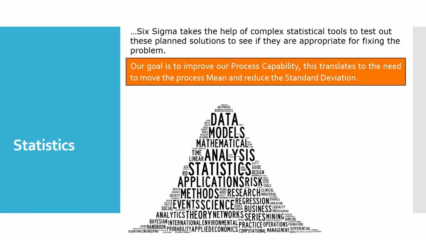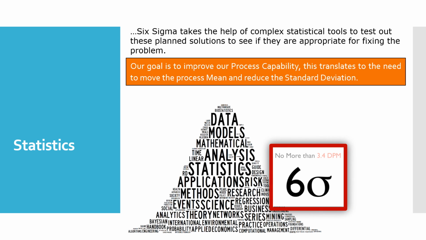So let's talk a little bit about statistics. Whenever we talk about statistics in Lean Six Sigma, we always have to talk about standard deviation. You see the chart here, and our goal is to improve our process capability. This translates to the need to improve the process mean and reduce the standard deviation. So we have to improve the process mean and reduce the standard deviation. And the defect rate should not be more than 3.4.